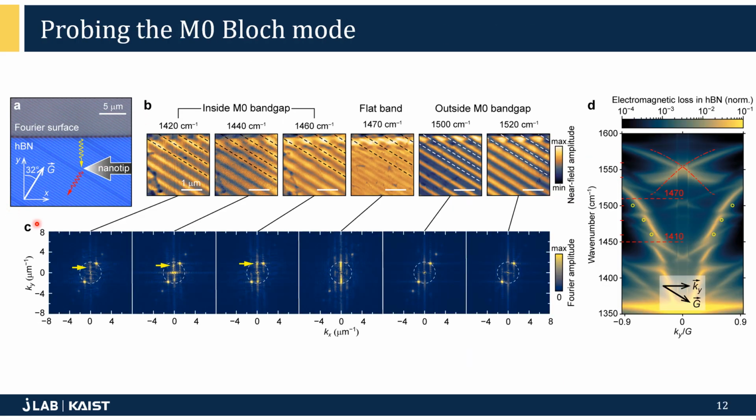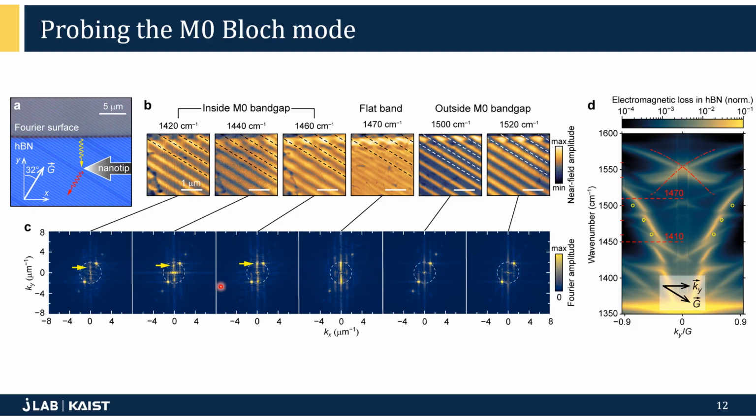Here is the microscope image of the hBN edge, which is deliberately oriented at some angle to the reciprocal lattice vector. Near-field images of the edge reveal a very interesting trend. Within the frequencies of the expected M0 bandgap, the bright near-field maxima are aligned with the peaks of the underlying gold surface, shown here as dashed lines, where the air gap between hBN and gold is 0. However, when frequency is outside of the expected bandgap, near-field maxima are observed where the air gap is the largest.